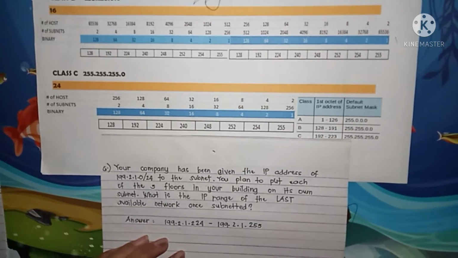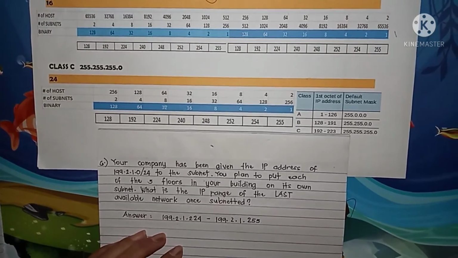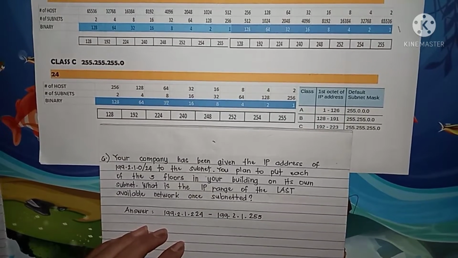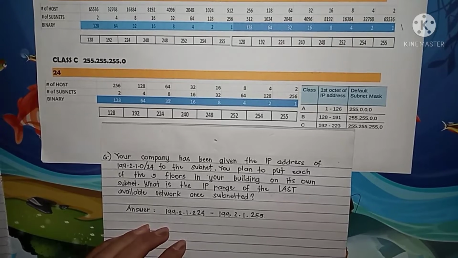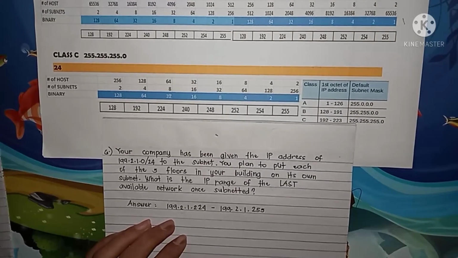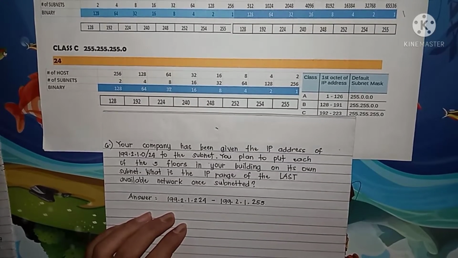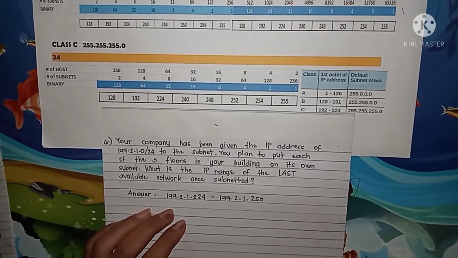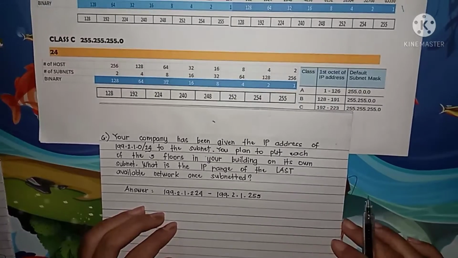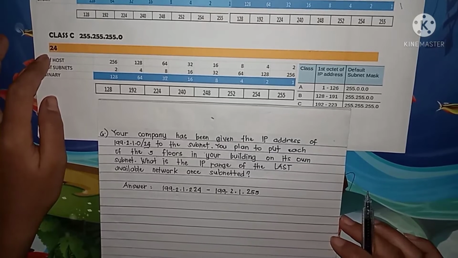Your company has given the IP address of 199.2.1.0/24 to subnet. You plan to put each of the 5 floors in your building on its own subnet. What is the IP range of the last available network subnetted? So the answer is 199.2.1.224 to 199.2.1.255. So we're going to locate 24. So 24, as you can see, belongs to class C.